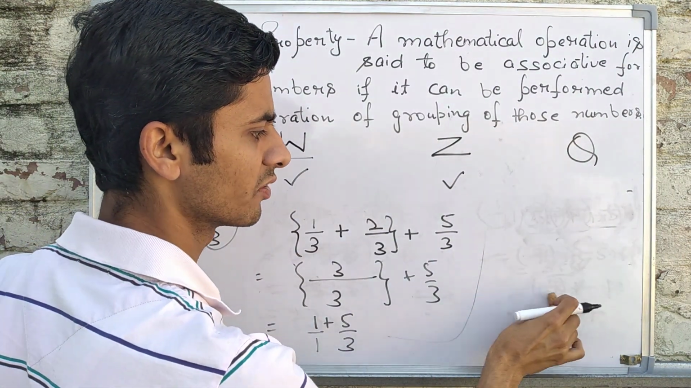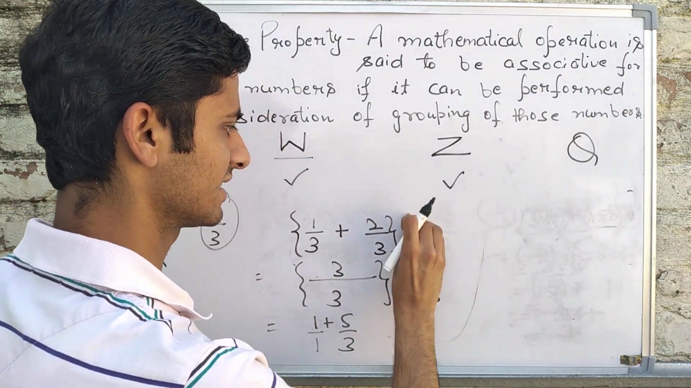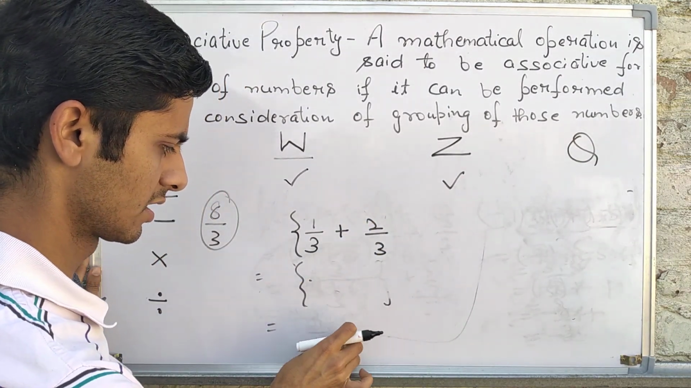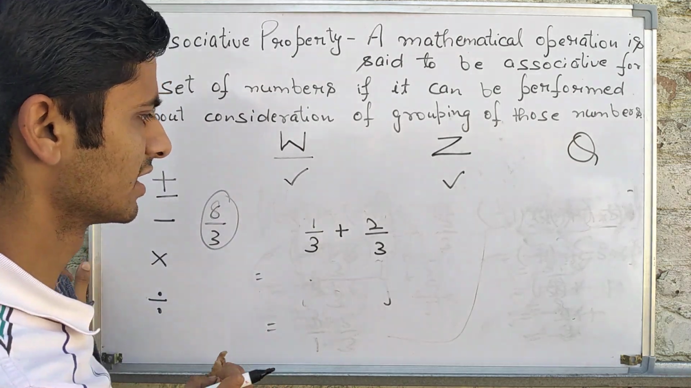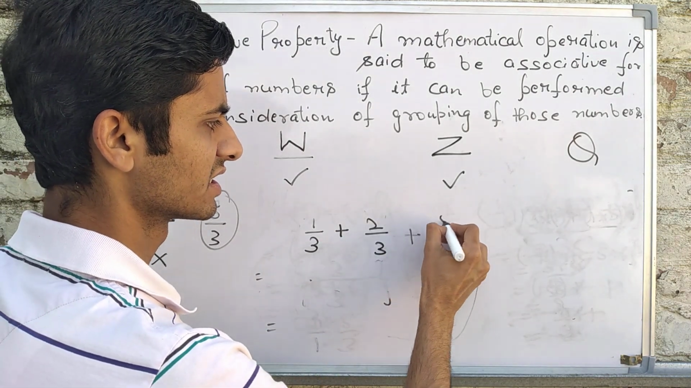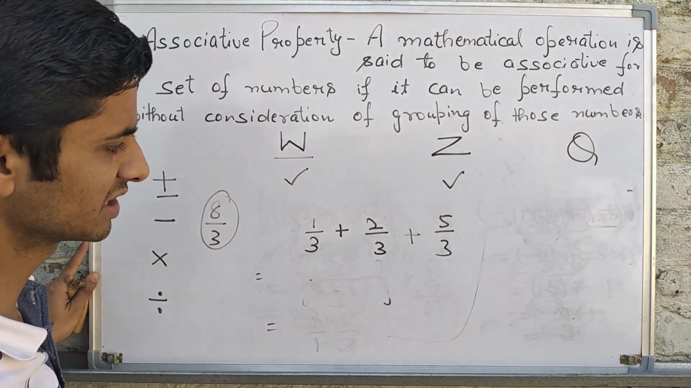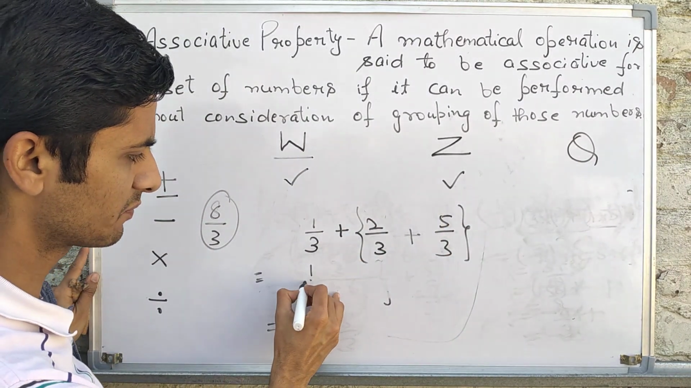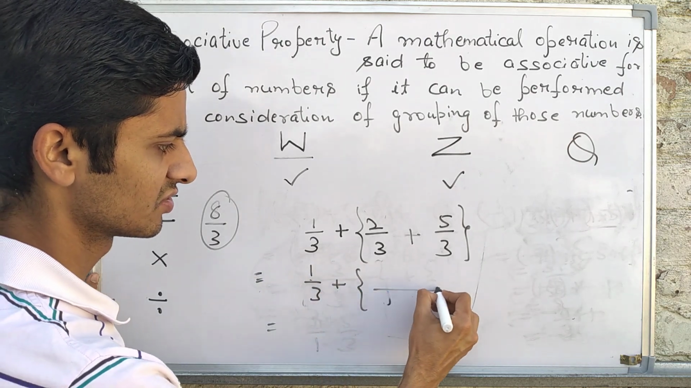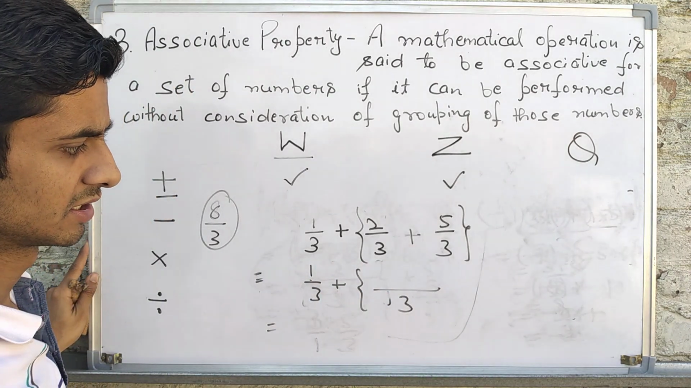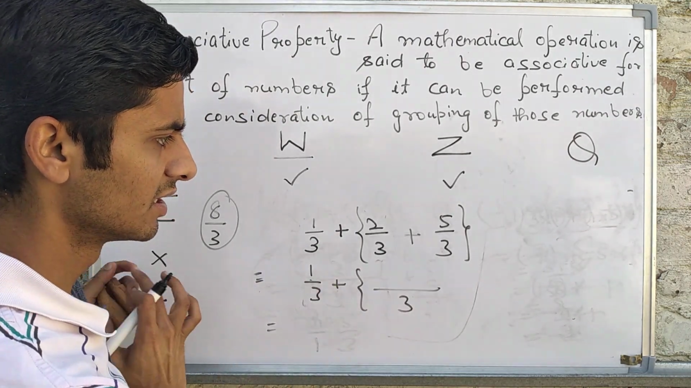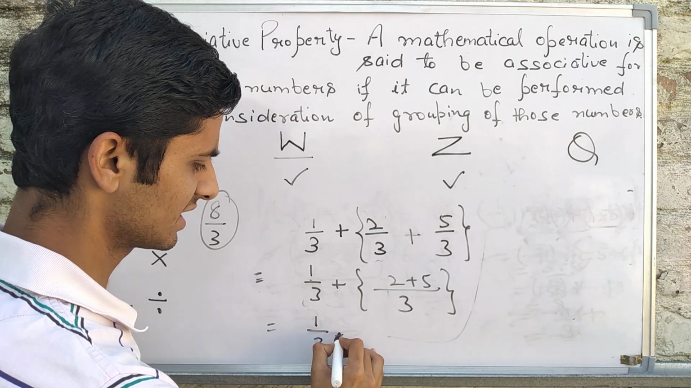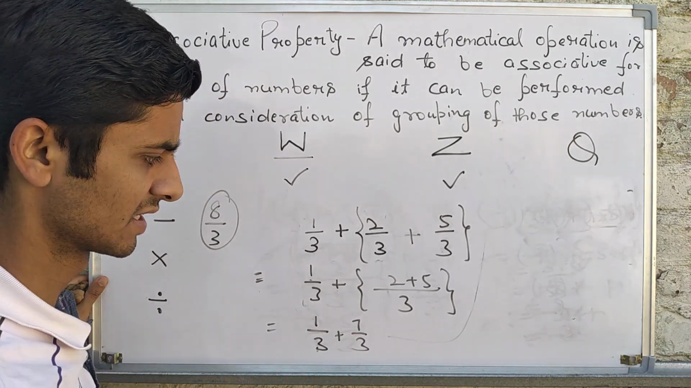Let us try to solve it the other way around and check what we get. Similarly, 1 upon 3 plus 2 upon 3 plus 5 upon 3. This was what we had taken. Let us group these two now. So it came out to be 1 upon 3 plus, with LCM 3, 2 plus 5. It comes out to be 1 upon 3 plus 7 upon 3.